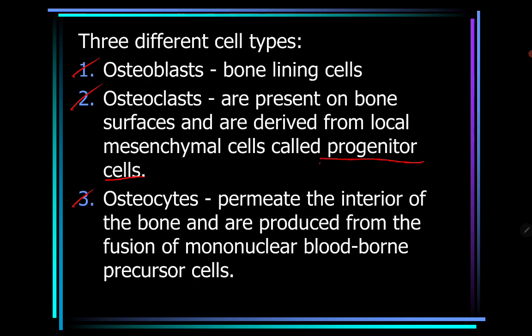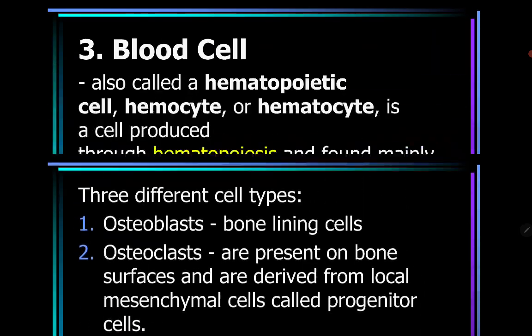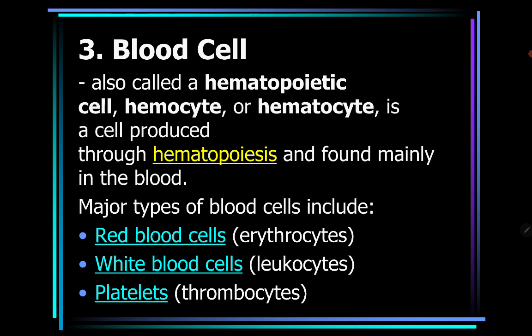Third is the osteocytes, which permeate the interior of bone and are produced from the fusion of mononuclear blood-borne precursor cells. So what is the function of these osteocytes? They regulate passage of calcium into and out of our bone, and they respond to hormones by making special proteins that activate the osteoclasts.